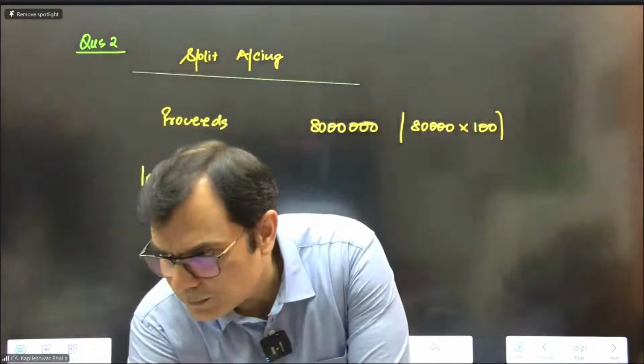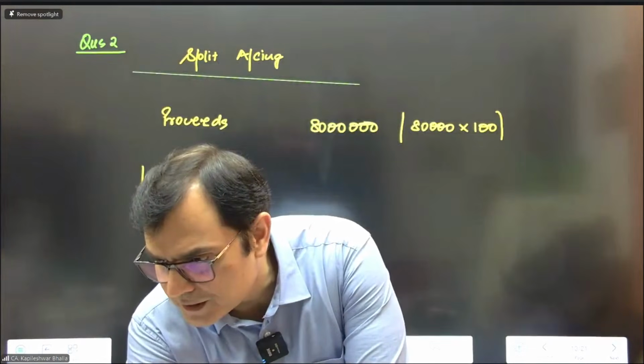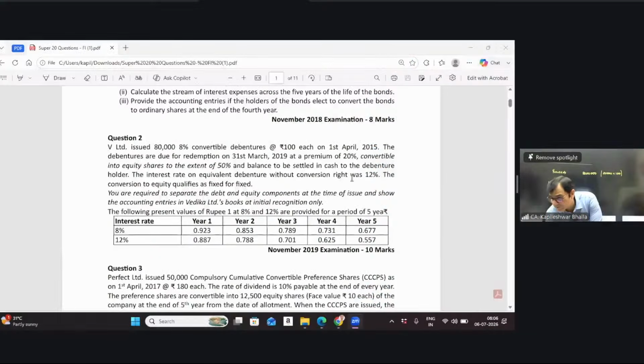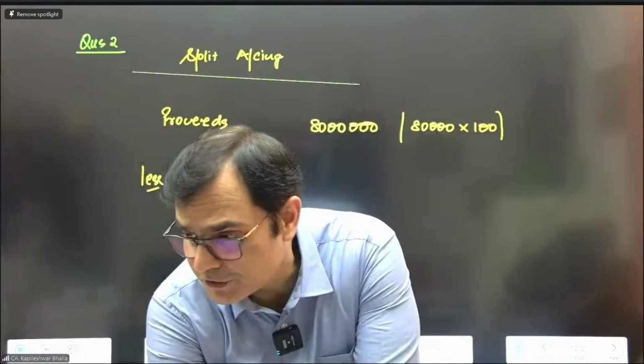Screen is not visible to me. I'll reshare it once again. The question. See if that is visible. You can take a snapshot, then we can proceed further. When it says that they're convertible into equity shares to the extent of 50% and the balance is settled in cash, my question remains.